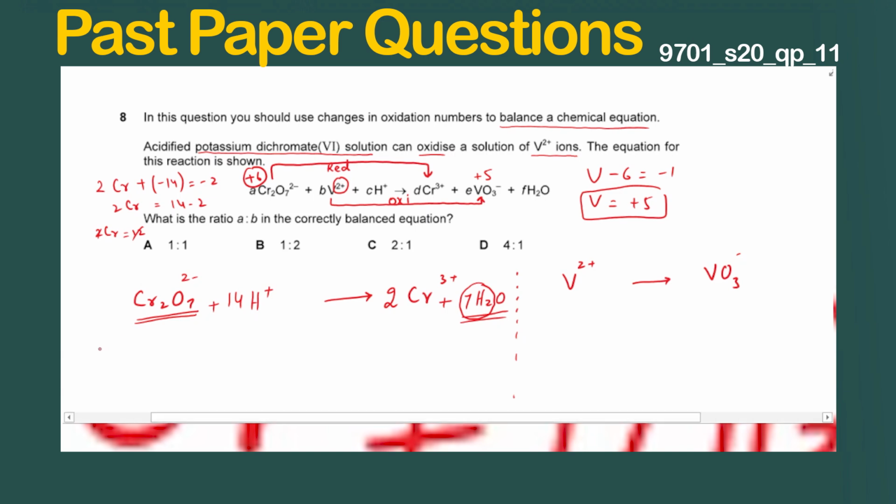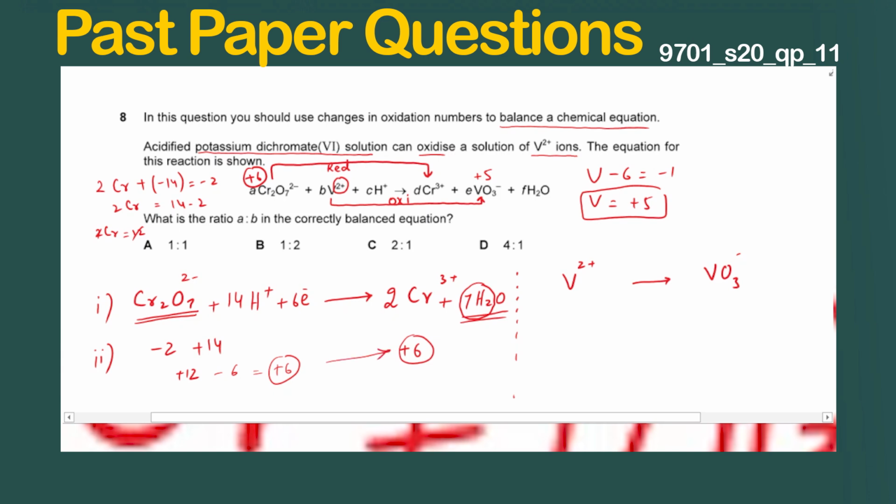After balancing the atoms, we have to balance the charges. Here we have -2 and +14, that is equivalent to +12. On this side we have only +6. How can we balance the charges now? So I can write down electrons here, because electron is negative, so 6 electrons makes -6. So in this way we have +6 here and +6 here. So now the charges are also balanced.